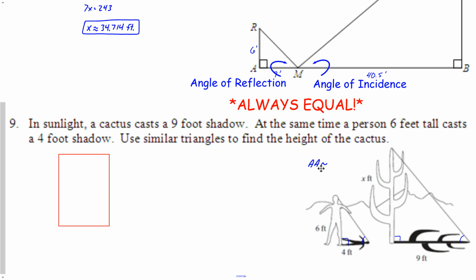So now find the height of that cactus. The height of that cactus would end up being 13.5 feet. Make sure, again, you have your label.